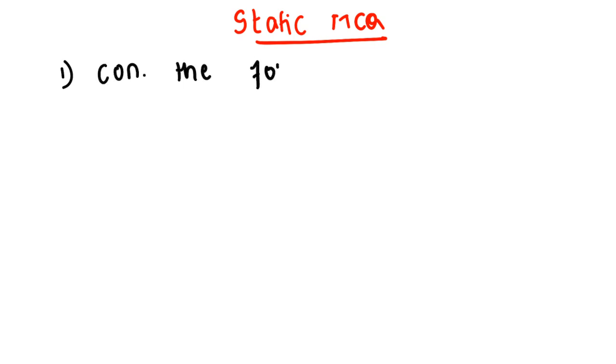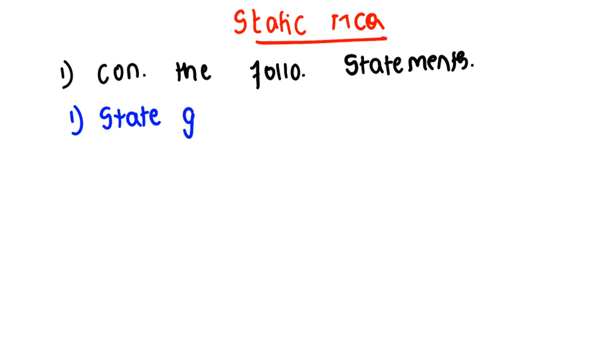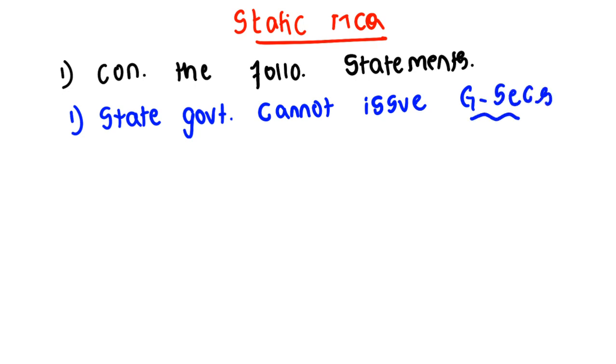So now we have to go for the static based MCQ. Look at this. Consider the following statements. First statement being: state government cannot issue G-Secs. G-Secs means government securities.